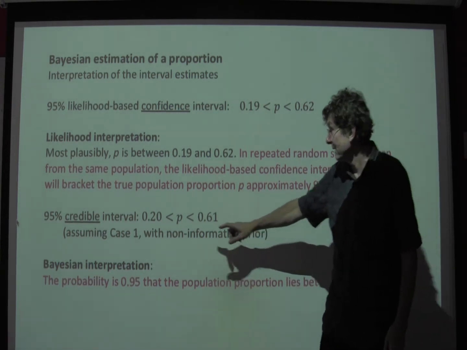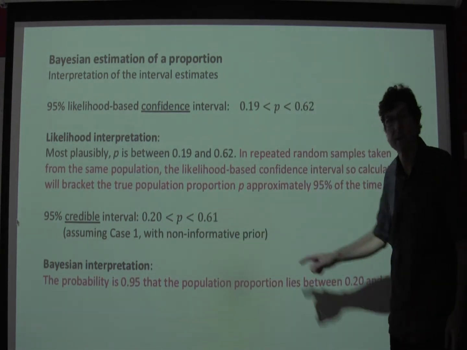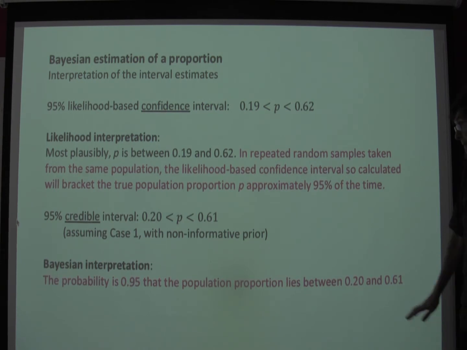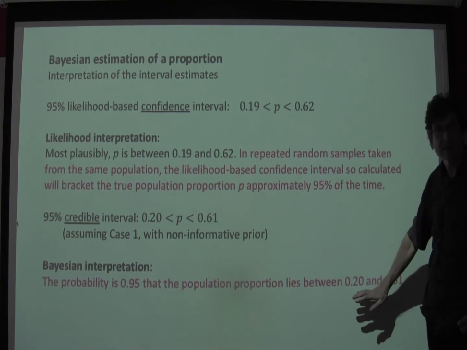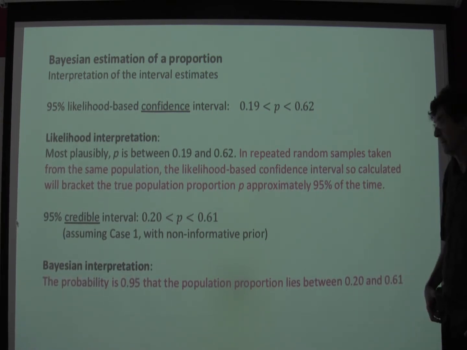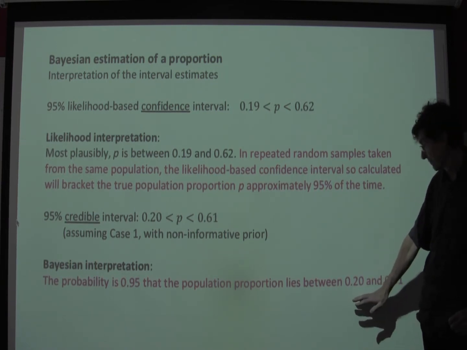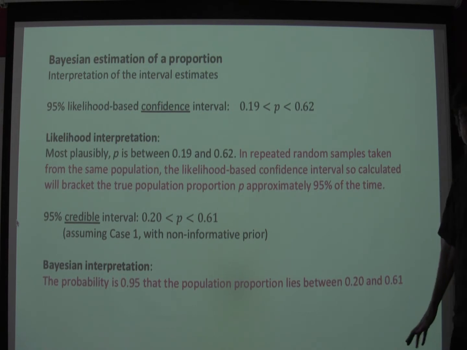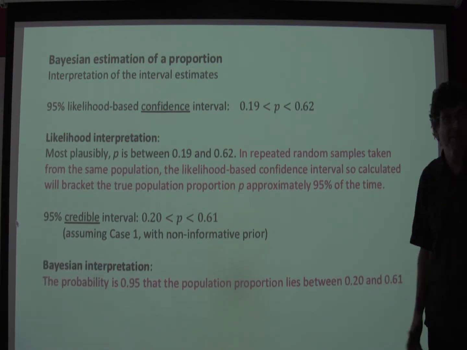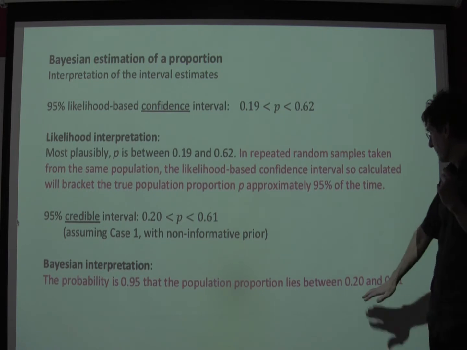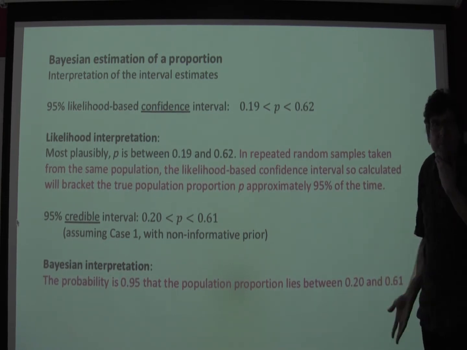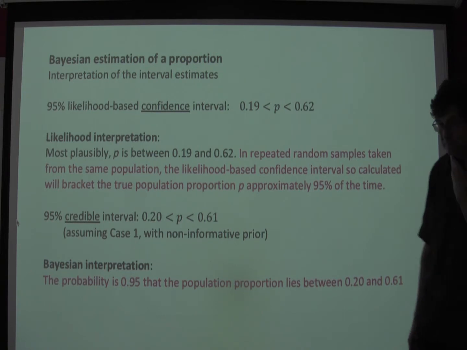The 95% credible interval is 0.2 to 0.61, assuming case 1, a non-informative prior. The Bayesian interpretation is that the probability is 0.95 that the population proportion lies between 0.2 and 0.61. This is a lot simpler to state, and it's one of Cohen's points that actually this is what we want. We want to be able to say the probability that the alternative hypothesis is true, the probability that the null hypothesis is true. Is that what we want to be able to say? I don't know.